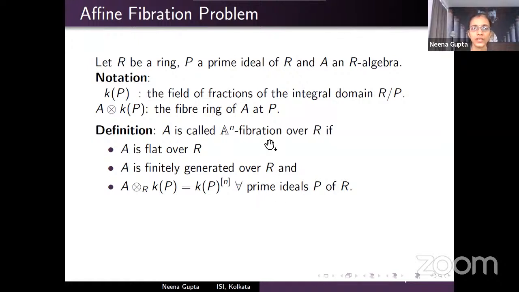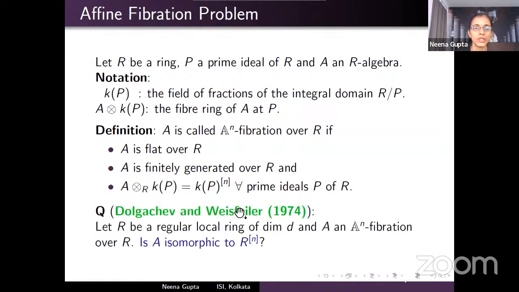So this definition of affine fibration, there are in fact several other definitions, but this is the definition basically defined by Sathaye, and it has been very popular. A famous problem of Dolgachev and Weisfeiler asks whether over a regular local ring of dimension d, any A^n fibration is isomorphic to a polynomial ring in n variables over R.